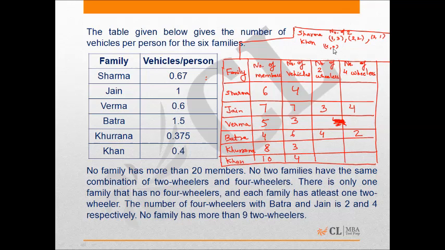Similarly, when I do the breakup for the Verma and Khurana family, because both the families have 3 vehicles each, my breakup could be something like this: 1, 2, or 2, 1, or 3, 0. So these are the breakups which are possible, right? Now let's try to answer the problems which are based on this data set.